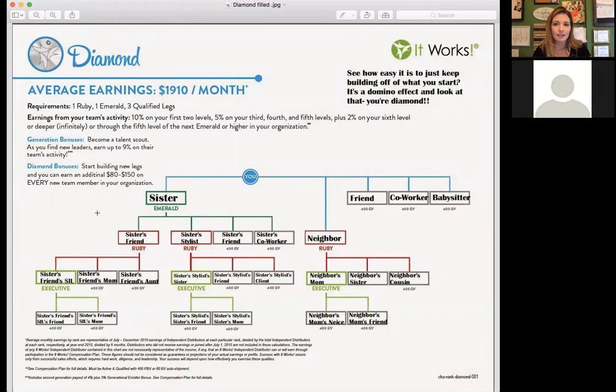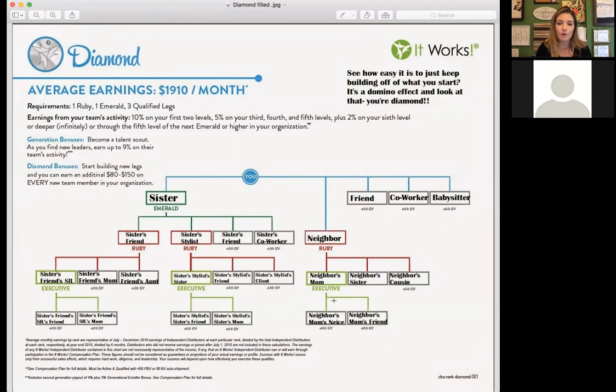And it may seem like a lot of work, but the reality is it's not. You're helping every single person answer very similar questions. They're all in the beginning of their journey. Every single person here underneath a Ruby wants to become a Ruby. So then you just focus on trainings, on videos, on promotions, on getting these people to Ruby.